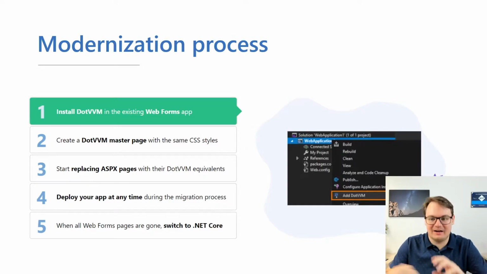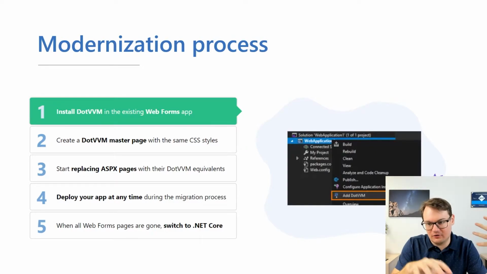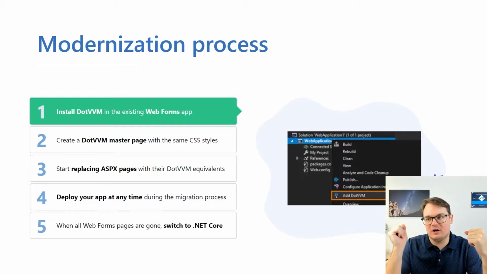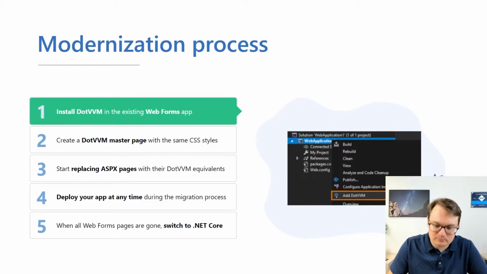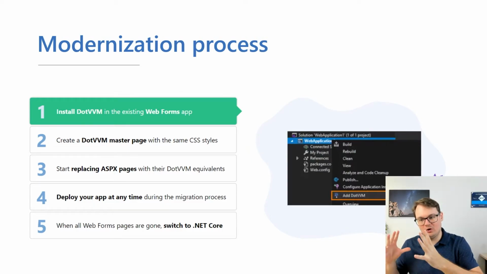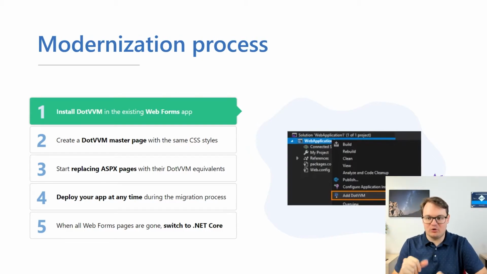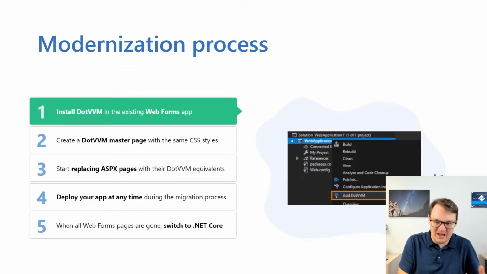Because there are a lot of different configurations of old ASP.NET projects, there can be a lot of assembly references that are incompatible with .vvm. So that's what can go wrong. But still try it and let us know if there are any problems. Then you create a master page with the same CSS styles. You can create the .vvm master page, which will look exactly the same as the web forms one. That's why the users won't notice that some pages are in .vvm and some are still in old ASP.NET.